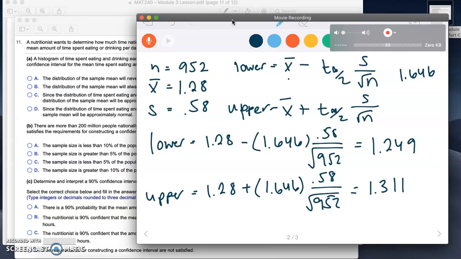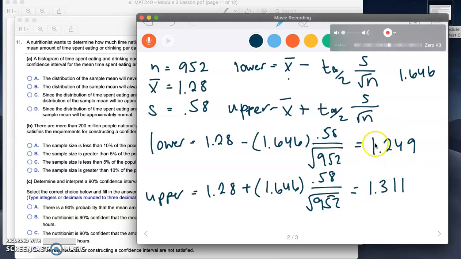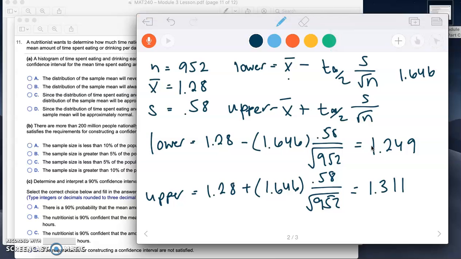So just to put this in a little bit of perspective too, and I know this isn't exactly what you're asking, but I think it's helpful to consider this. Here we have our sample mean is 1.28 and our standard deviation is 0.58. So it's a pretty small variation right there, and a small number. So that this window does make sense. So we would say that we're 90% confident that the population mean is within that lower and upper bound.